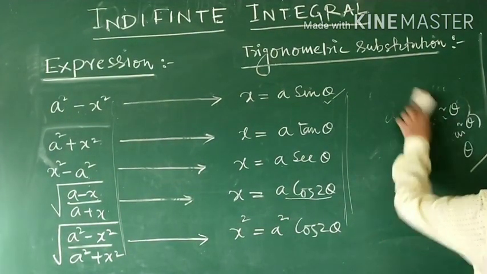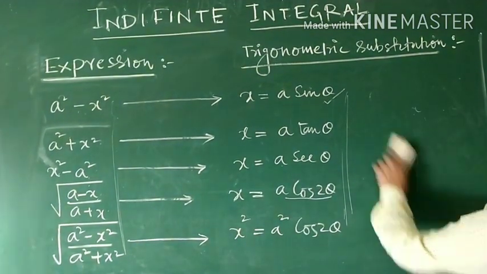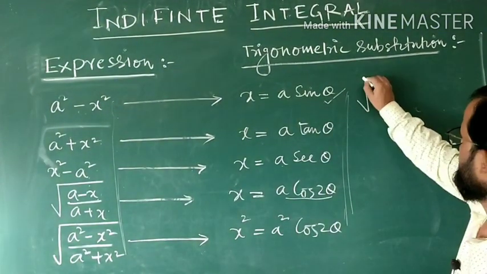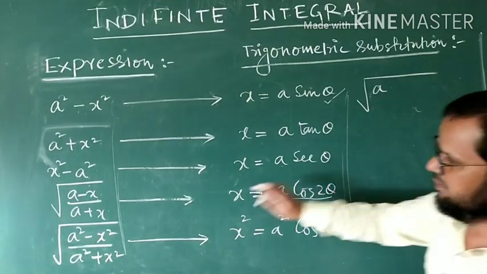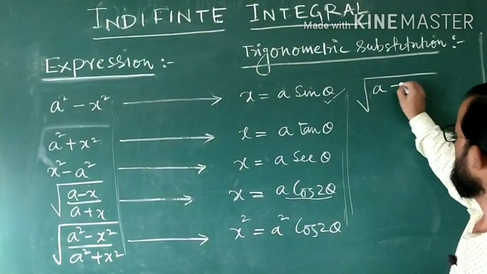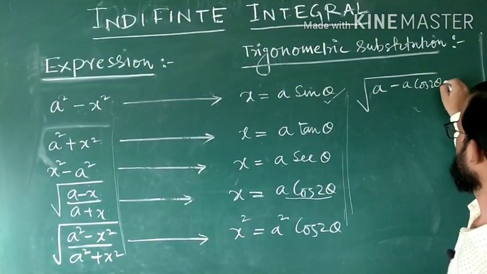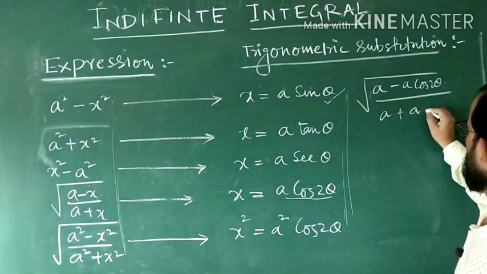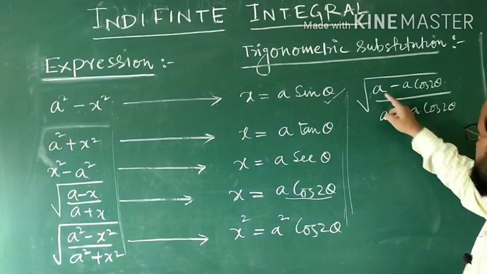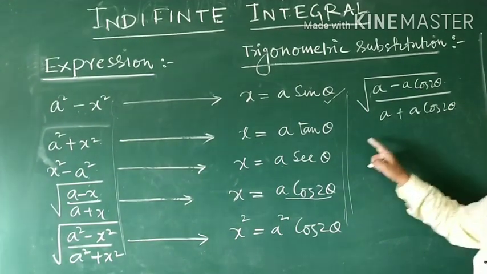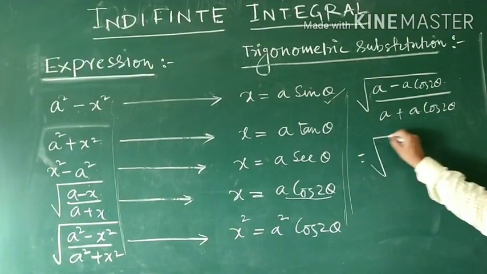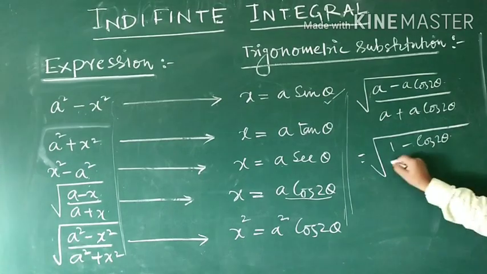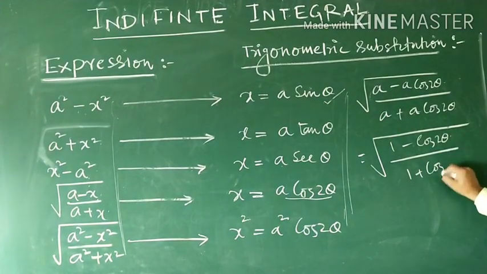You see, our main job is to reduce or remove the square root. So in such an expression, what will a minus x be? I am putting x is equal to a cos 2 theta. So it becomes a minus a cos 2 theta divided by a plus a cos 2 theta. If we take a common, then it becomes 1 minus cos 2 theta divided by 1 plus cos 2 theta.